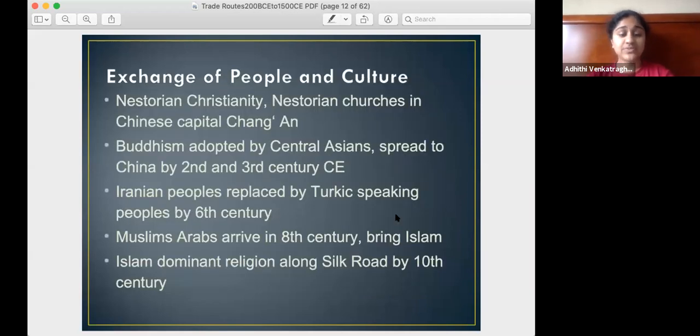As well as exchanges of people and culture, there was Nestorian Christianity, with Nestorian churches in the Chinese capital. Buddhism, adopted by the Central Asians, spread to China by the 2nd and 3rd century CE, and the Iranian peoples were replaced by Turkic-speaking peoples in the 6th century. Muslim Arabs arrived in the 8th century, bringing Islam, and Islam was the dominant religion along the Silk Road by around the 10th century, or 900 CE.